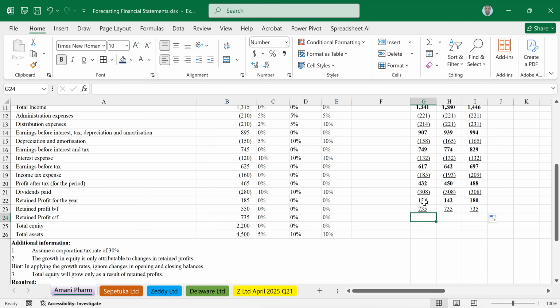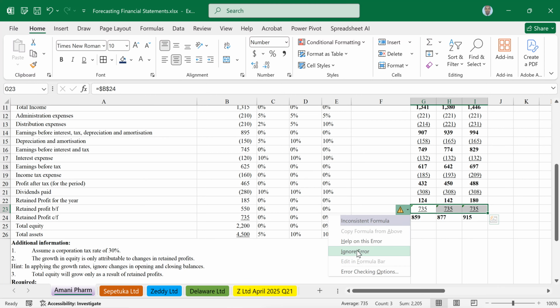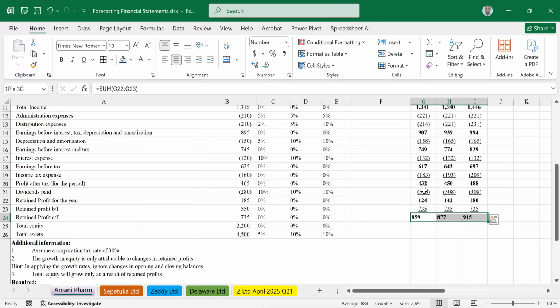Then total will be carried forward. You sum this, alt equal, sum that so that you can get the profits that are carried forward. You simply add for the year and brought forward, for the year and brought forward.